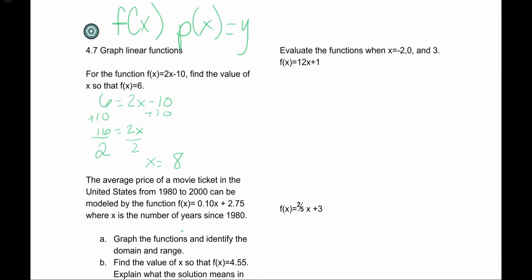So we know that our value of x, when f of x is equal to 6, is 8. Which, when we're talking about function notation, that's our ordered pair (8, 6). Right now though, all we needed to do, this one asked for, is to find the value of x. Okay, we look at our next one.